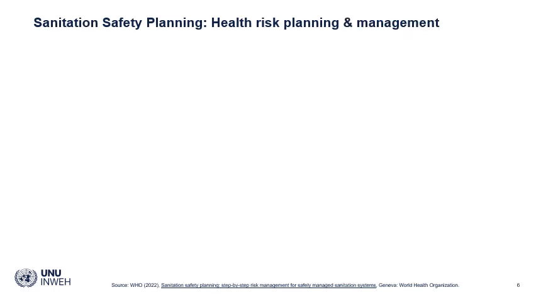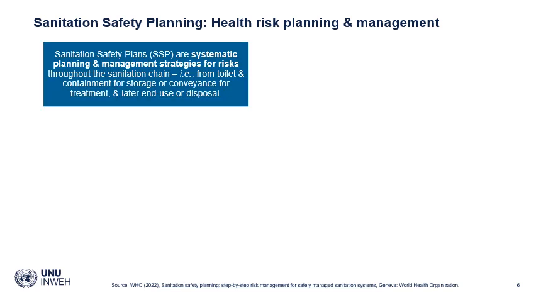To complement water safety plans, the WHO published a risk-based planning and management tool for sanitation systems in 2022, named Sanitation Safety Plans, or SSP, to further safeguard public health. Sanitation safety plans are systematic planning and management strategies for risks throughout the sanitation chain. By sanitation chain, we mean from toilets and containment for storage to conveyance for treatment and later end use or disposal.